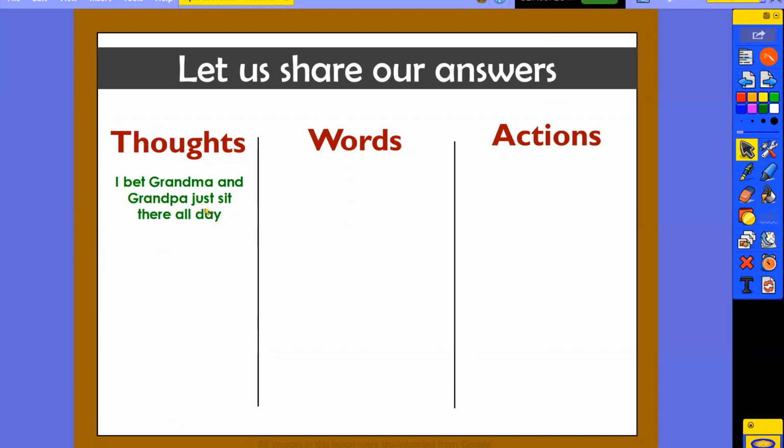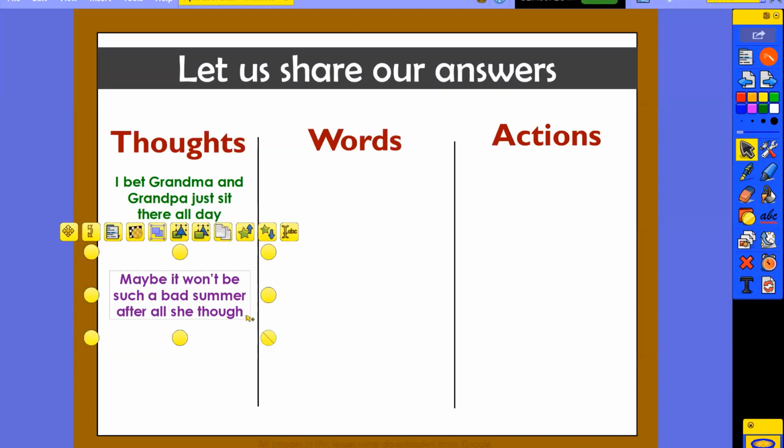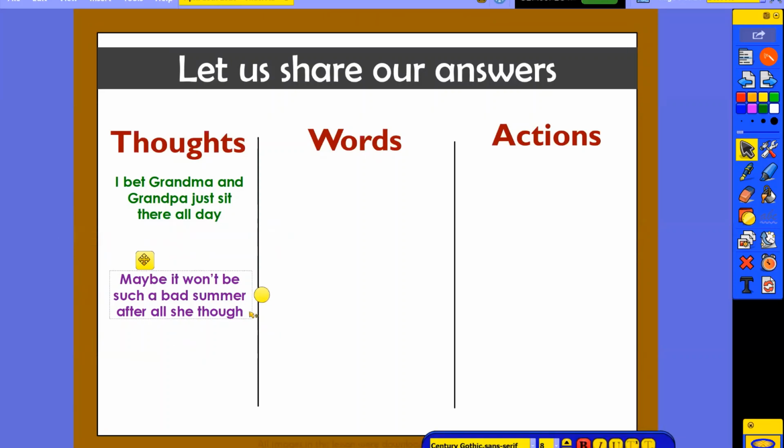"I bet Grandma and Grandpa just sit there all day." This is something that Jen thought of. She did not say it out loud or to anyone. It was only in her own head. Okay, so it's a thought, something that she thought of. Let's see what else we have. "Maybe it won't be such a bad summer after all," she thought. Okay, there's a T here. And this is something that she thought of in the end, okay?